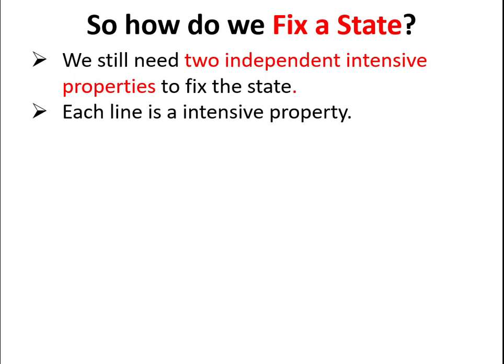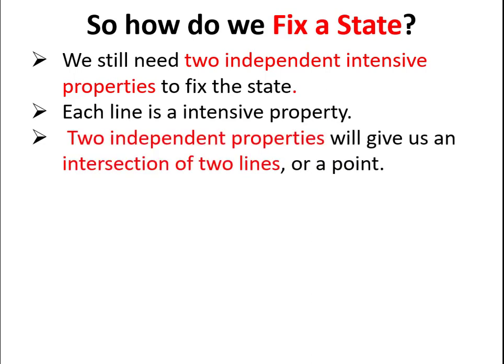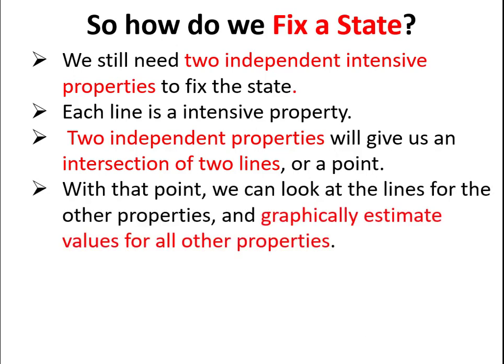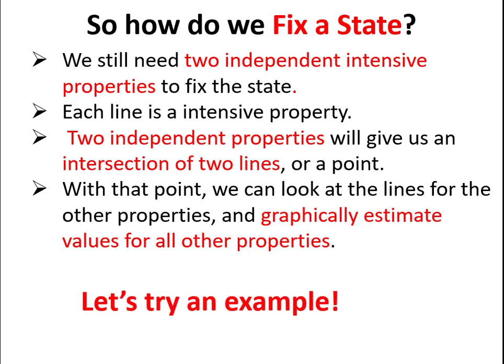So on this graph, each intensive property is a line on the graph. And if we have two independent intensive properties, then we'll have two lines, and we'll look for the intersection between those two lines, and that will give us a point. That point denotes the state that we have on the graph. Once we have that state or that point, we can graphically estimate values for all the other properties that we're looking for. So now let's try a simple example.